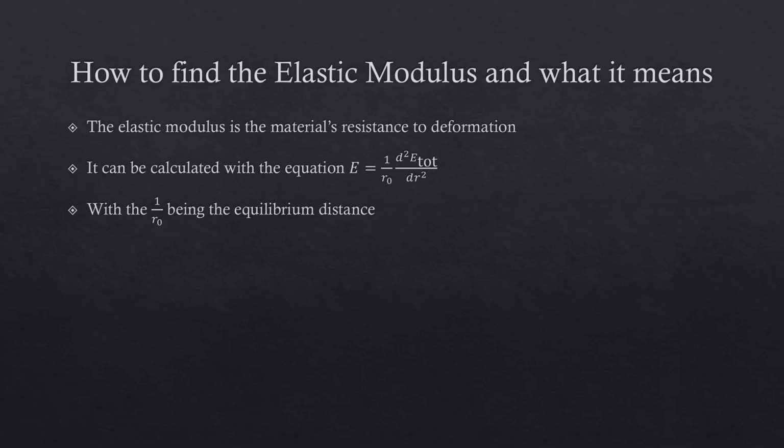How to find the elastic modulus and what it means. The elastic modulus, or Young's modulus, is the material's resistance to deformation. It is usually calculated by stress divided by strain, but can also be calculated using our Lennard-Jones formula that we discussed in previous slides. The equation that we would use is our modulus equals 1 over our equilibrium distance times the second derivative of the Lennard-Jones equation, with R naught being the equilibrium distance.